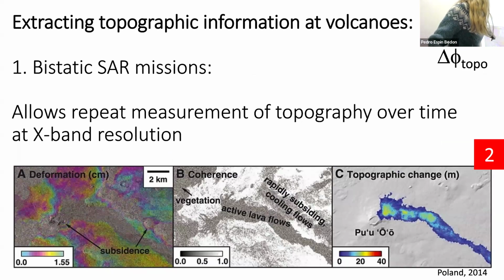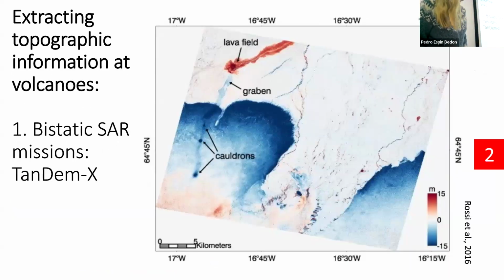So this is a retrieval. The point I want to make with this figure is that we've got completely incoherent information over the fresh lava flow, and coherent phase on either side. The coherence shows the edge of the lava flow really clearly, and you can get topographic change if you have bistatic images that cover the same area. I think it produces a pretty neat result.